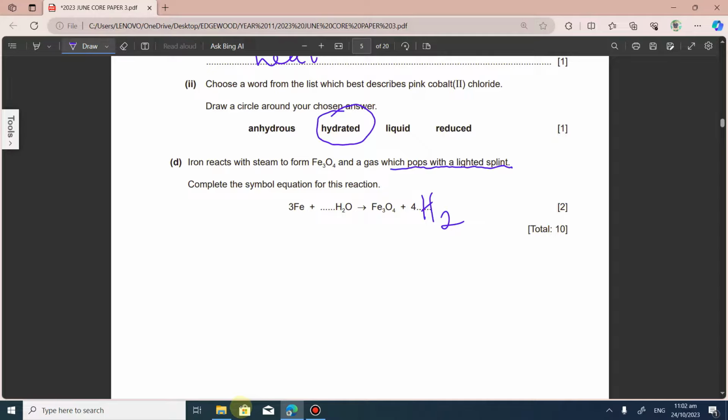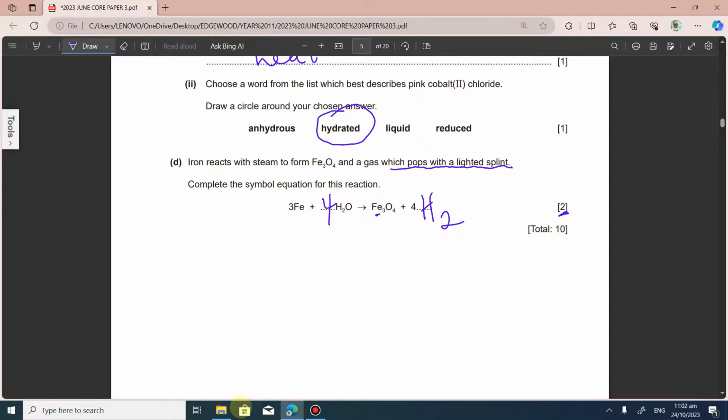Now, it's important that we balance this equation. There are 3 atoms of iron here, which is balanced. How many atoms of hydrogen here? 8 hydrogen atoms. So what we can do is to simply place a 4 here, and we get the mark allocated for that question. That's as simple as it is.